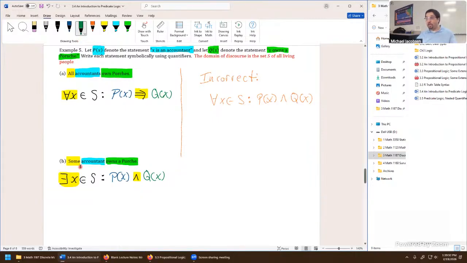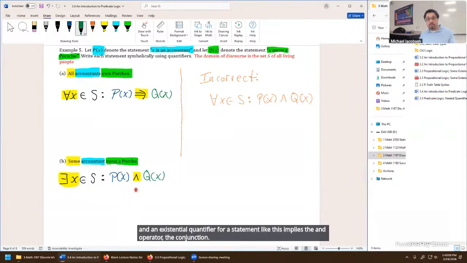So that's the big takeaway on parts, for example, 5. Universal quantifier for a statement like this implies an implication, and an existential quantifier for a statement like this implies the and operator, the conjunction.